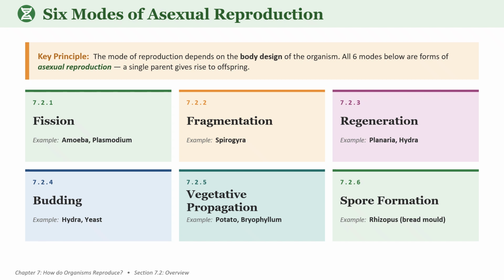So here, 6 modes of asexual reproduction they have given. The first one is fission, next fragmentation, regeneration, budding, vegetative propagation, spore formation. In the next we are going to see each thing in detail.